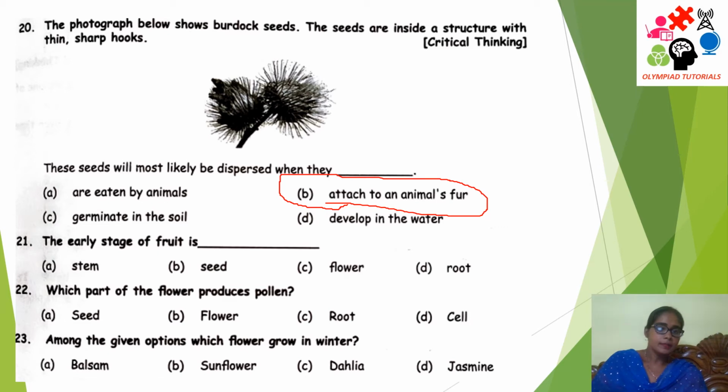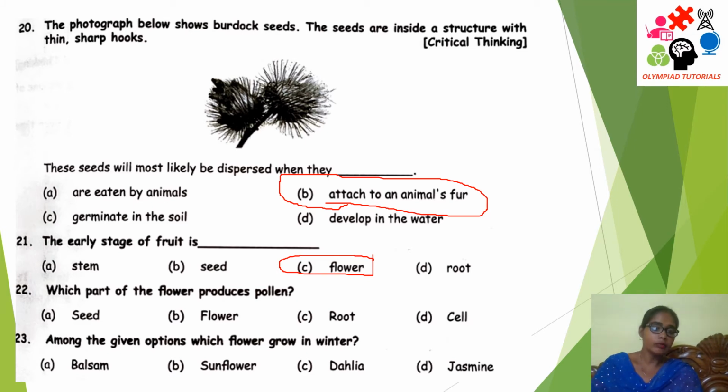Question number 21. The early stage of fruit is dash: stem, seed, flower, root. So here, very easy question. Option number C, flower. So from the flower only you are going to get the fruit. First it is going to be a flower. Then the pollination is going to take place between the flowers with the help of insects like honeybees, butterflies, and then slowly it is going to develop into a fruit.